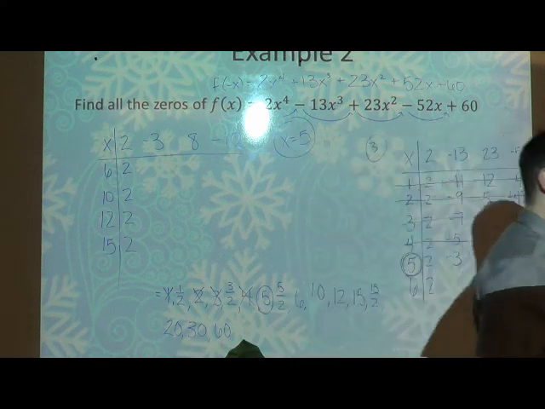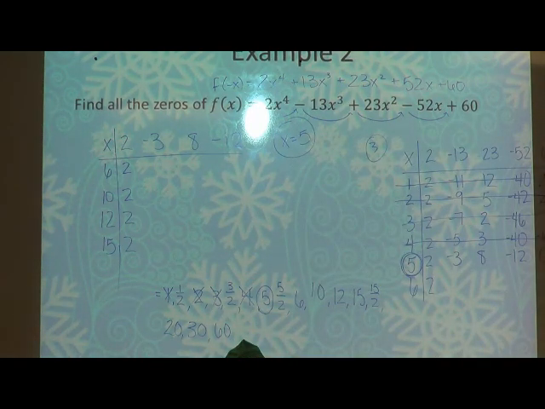Take a moment, at least try the first couple there, to see what you get.